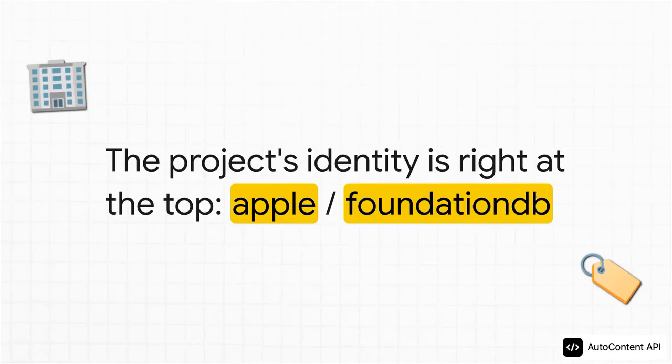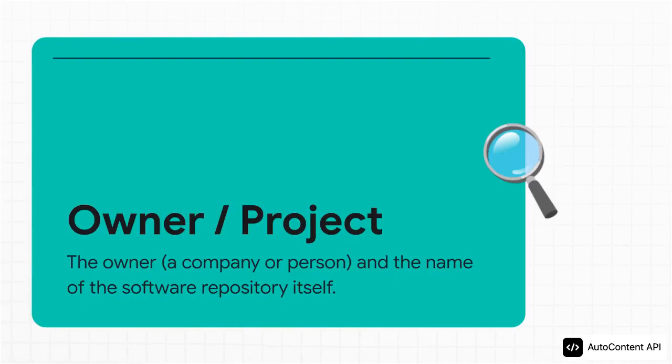Okay, so the very first thing your eyes should jump to is right at the top. It's the project's name, its identity. It tells you the two most important things right off the bat. In this case, we're looking at a project from Apple, and it's called FoundationDB. Simple as that. And this format, owner/project, it's the universal calling card on GitHub. It means you instantly know who is behind the curtain, whether it's a giant company like Apple or just a single developer working from their basement, and you know the exact name of the code you're looking at.